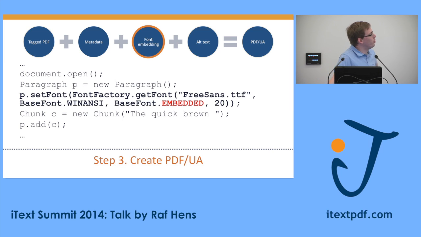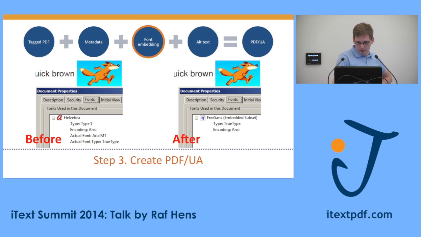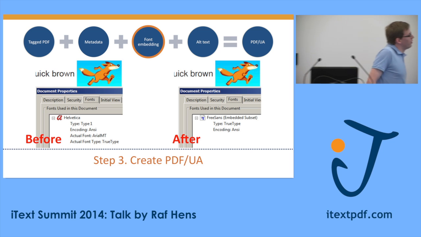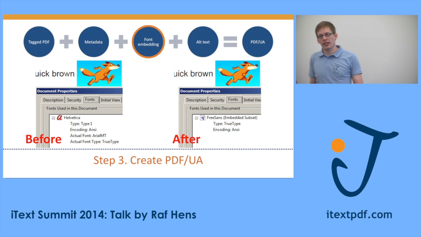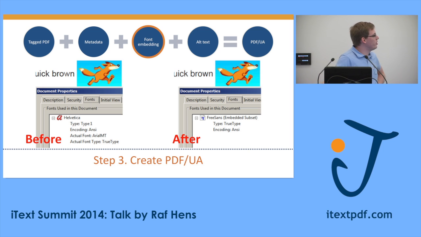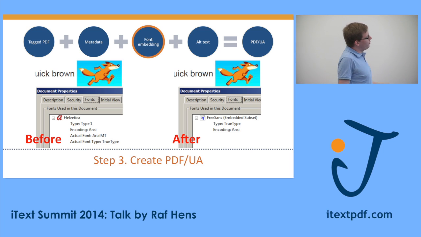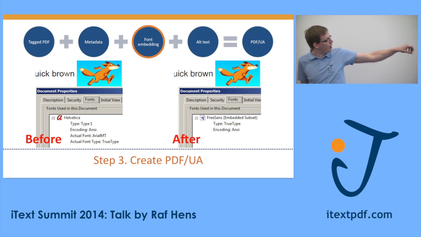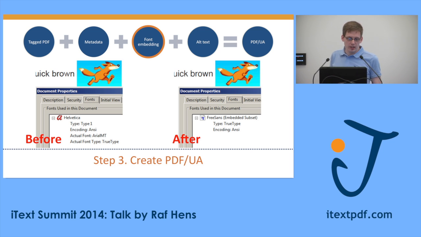So in our code sample, when we are constructing the paragraph, we're now actually setting a font. We're using some kind of free sans serif font file, and we tell iText to embed this font. The result, when looking at the document properties: before we had a Helvetica font, which is the default font in iText if you don't set anything explicitly. But you can see that the actual font used when viewing this file was ILMT. So it didn't use the font I told to be used at time of creation.